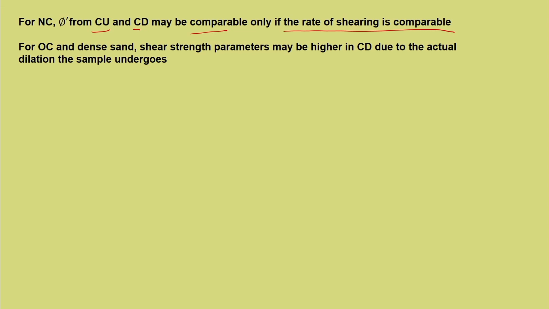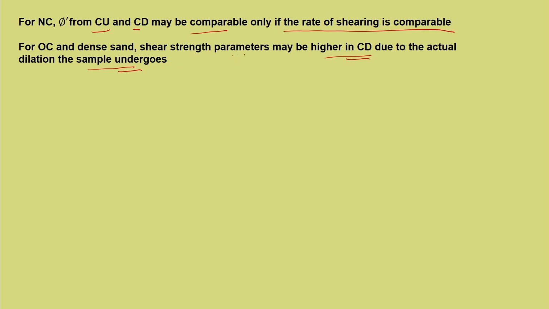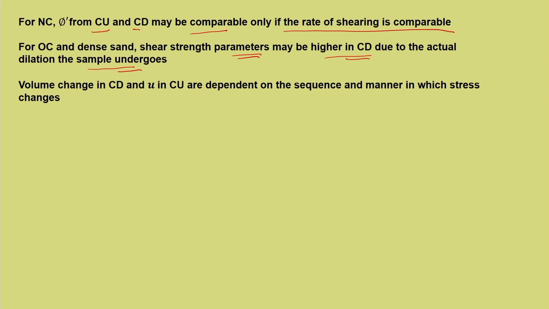For OC and dense sand, shear strength parameters may be higher in CD due to the actual dilation the sample undergoes. Now, what this means is that in the CD test, there is actual dilation which is happening, not just the tendency to dilate, and the particles have to do the work against the loading. The dilation is a phenomenon which is against the loading, against the compression. So, more work is done in this particular case, and hence that results in higher strength parameters in the case of CD. Volume change in CD and u in CU is also dependent on the sequence and manner in which the stress changes.